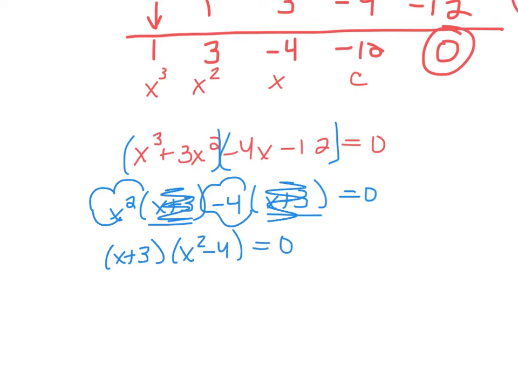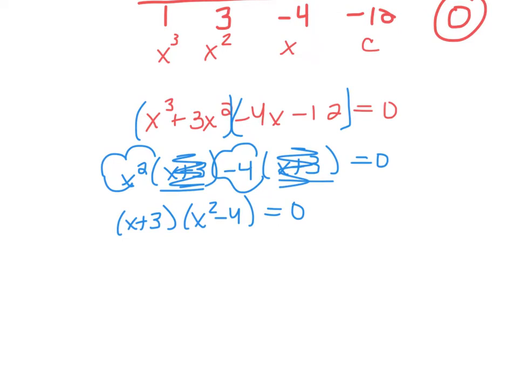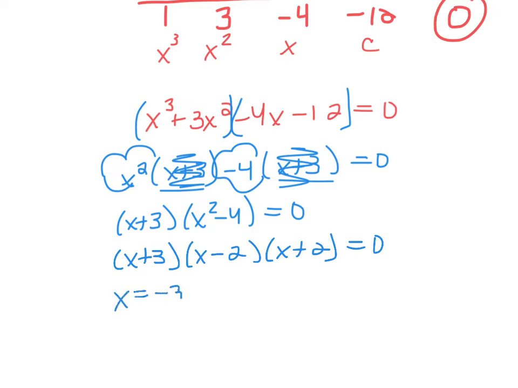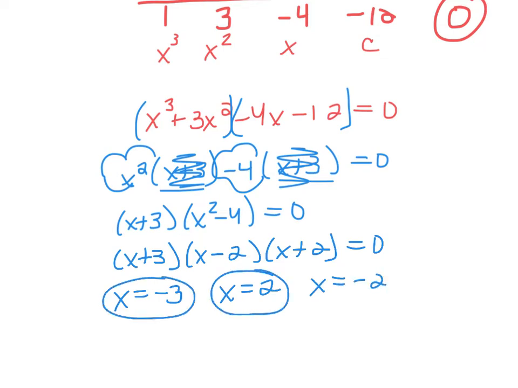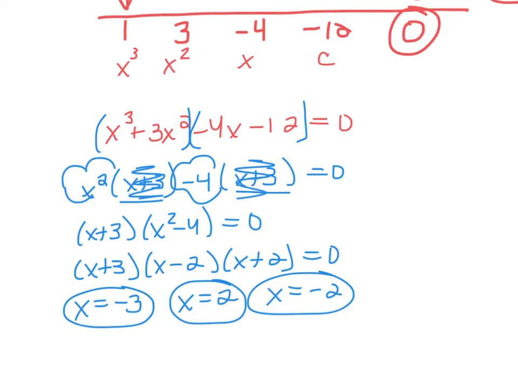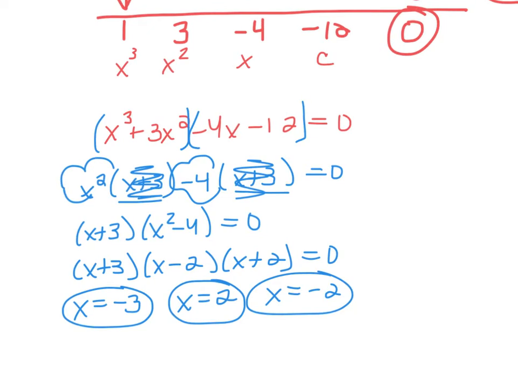Can I break that down anymore? Yes. X plus 3, and then what do I have? X minus 2, x plus 2. Doesn't matter the order. Just make sure you got 1 plus 1 minus. So you have x equals negative 3, x equals 2, and x equals negative 2. These are all real solutions, real zeros. What do I mean by real? You're not what? Imaginary. If you come out with an imaginary number, then it's not a real solution. We'll talk about that in a second.